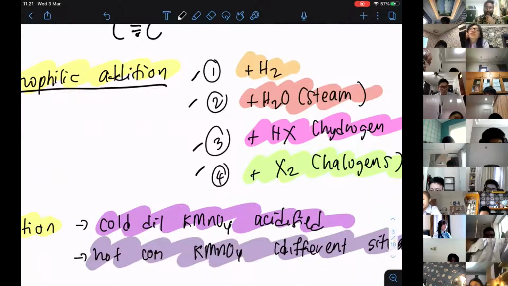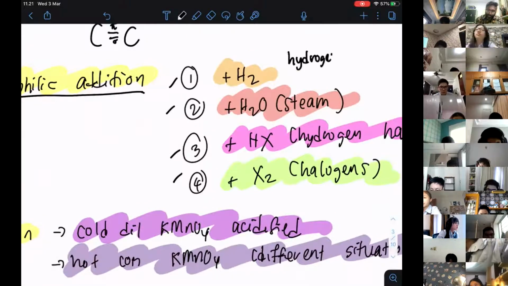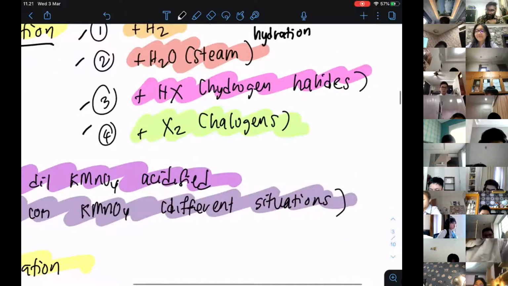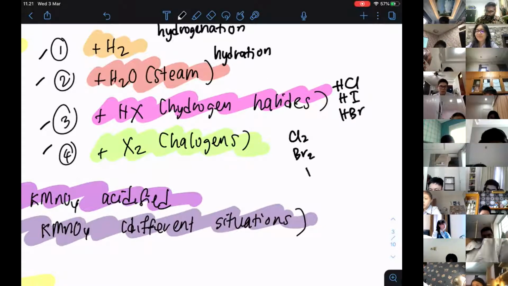Reaction with H2, hydrogen, we call hydrogenation. There is another name, but it's fine if you mention addition of hydrogen. Reaction with steam, we call hydration, but it's still fine to represent this as addition with steam. Addition with hydrogen halides, and addition with halogens. The hydrogen halides can be HCl, HI, or HBr. The halogens are Cl2, Br2, and I2.